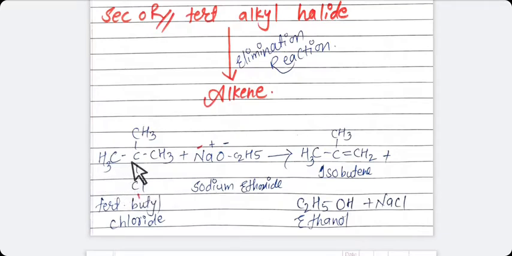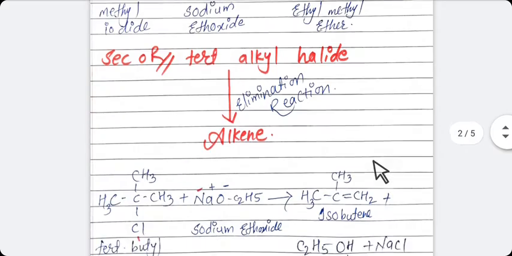So sodium will react with chlorine and the byproduct is NaCl. The ethoxide group, C2H5O, reacts with one of the hydrogen atoms from here and it forms ethanol. Remaining compound is CH3, C, CH3, double bond CH2, because one hydrogen atom is removed from here and it reacts with C2H5O and forms alcohol. Sodium reacts with chlorine and forms sodium chloride. And the remaining part is alkene, means CH3, C, CH3, double bond CH2.